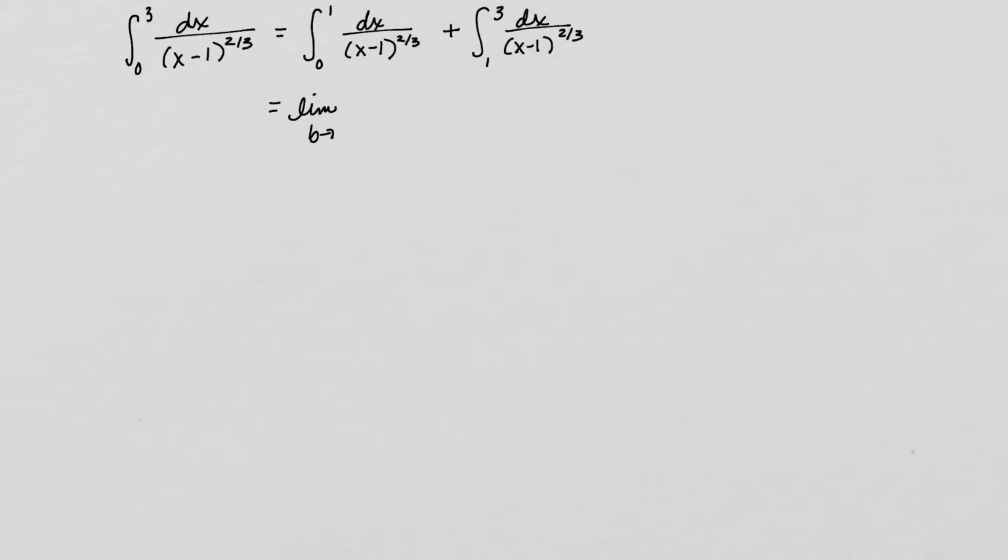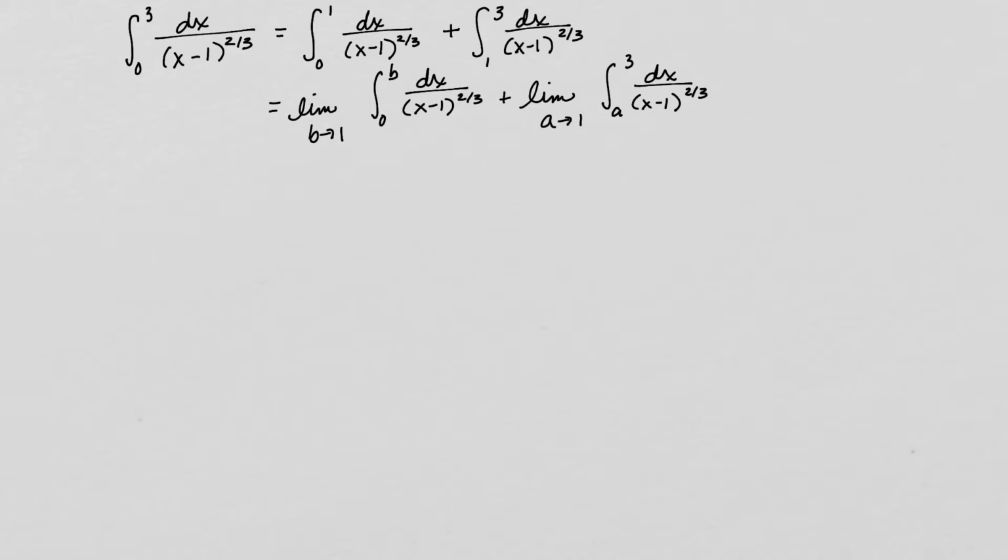So I usually replace upper limits with a b and lower limits with an a. So this is going to be the limit as b approaches 1 of the integral from 0 to b of dx over (x minus 1) to the 2/3, plus the limit as a approaches 1 of the integral from a to 3 of dx over (x minus 1) to the 2/3. You could have picked b for both pieces in this case.